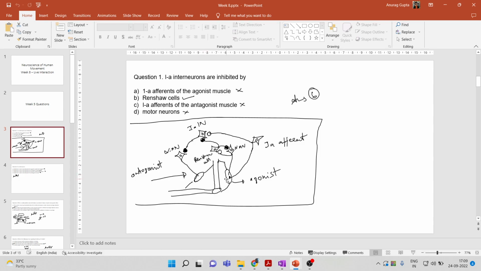If it contracts, it will lead to a stretching of the agonist, right? And so that is another form of negative feedback. So the alpha motor neuron fires and causes contraction in the agonist, and through this mechanism there's a negative feedback where the antagonist contracts, which is opposing the action of the agonist. So it will lead to a stretching of the agonist instead of a contraction. So this is one form of negative feedback. So this is what we saw last time.